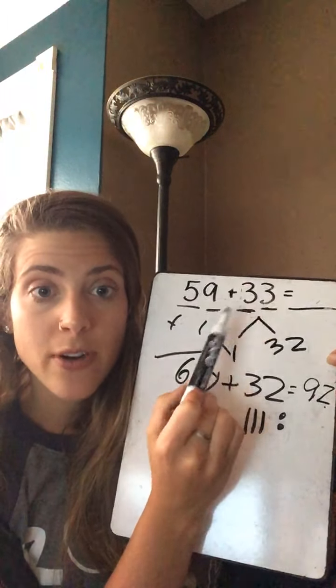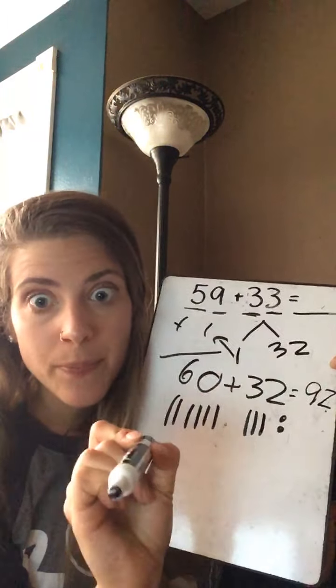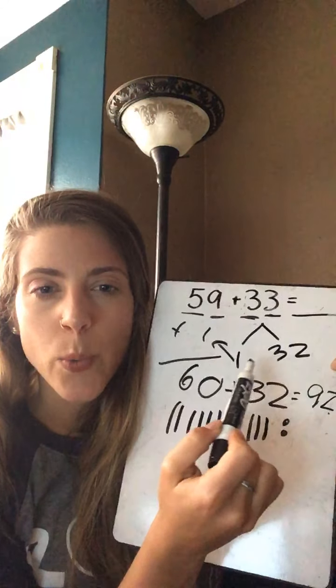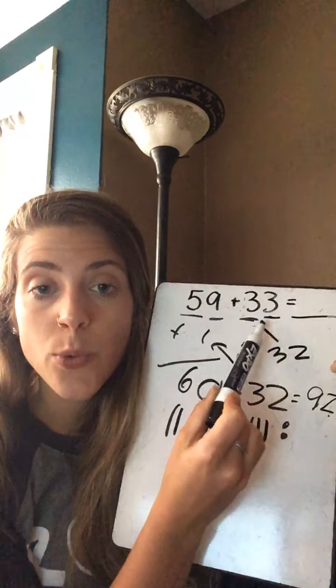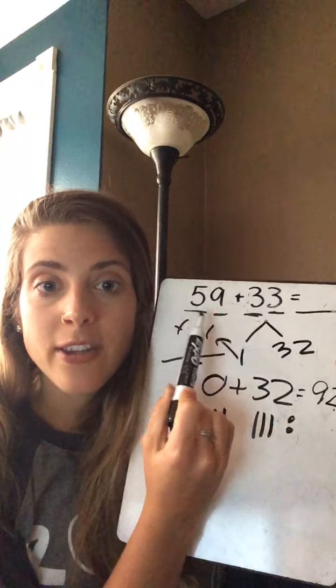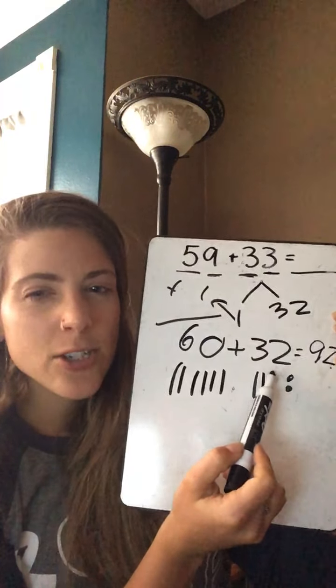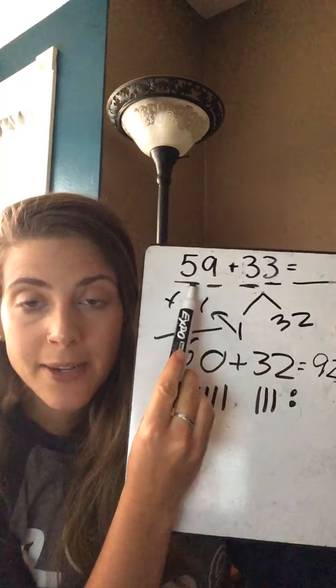We just changed the numbers around a little bit. Now we didn't just get rid of a number, we just moved them around a little bit. We changed 33 into a 32 and a 1, because 32 plus 1 equals 33. We gave the 1 to the 59 to turn into a 60. Then it was 60 plus 32, which is an easier number to work with than 59.